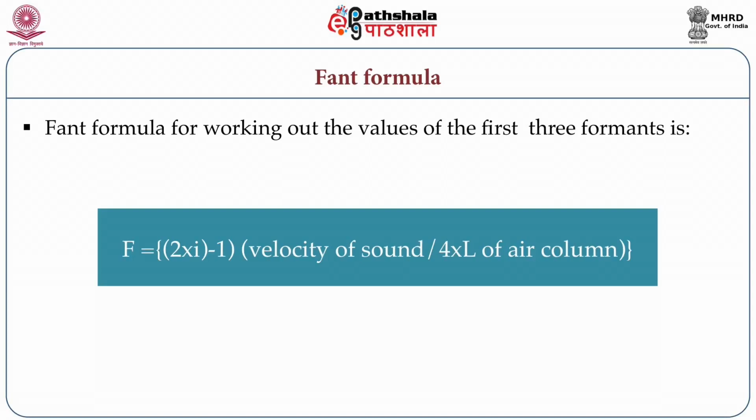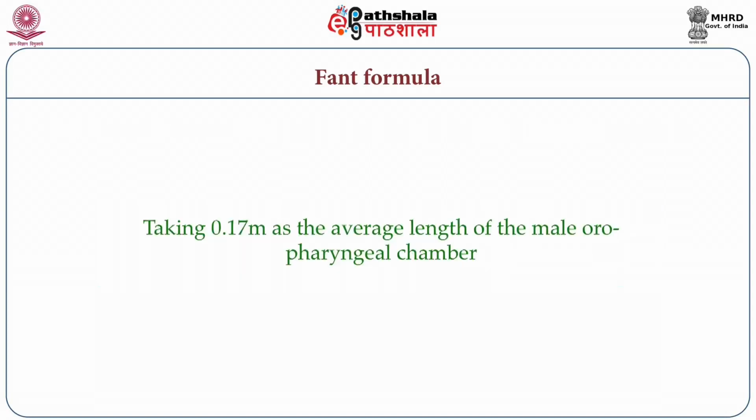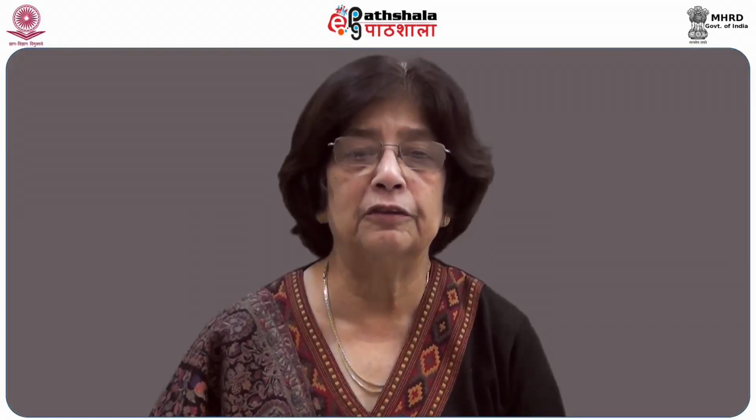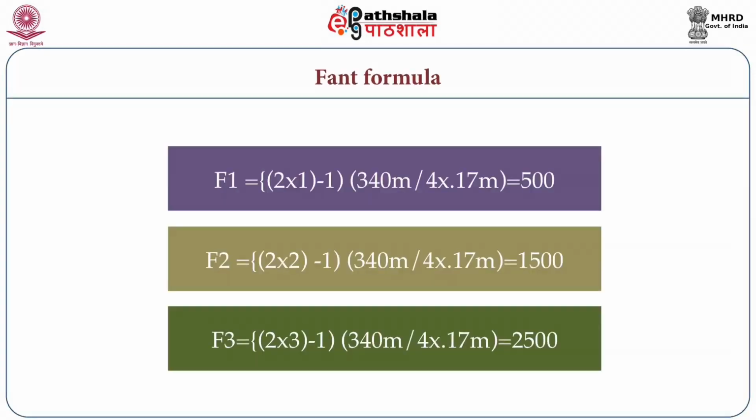Average length of the air column: you have to calculate what is the average length of the air column in human beings. The male air column average length is about 17 centimeters or 0.17 meters, and the velocity of sound is 340 meters per second. So we calculate F1, F2 and F3 as 500 Hertz, 1500 Hertz and 2500 Hertz for this kind of normal, natural position of the tongue.